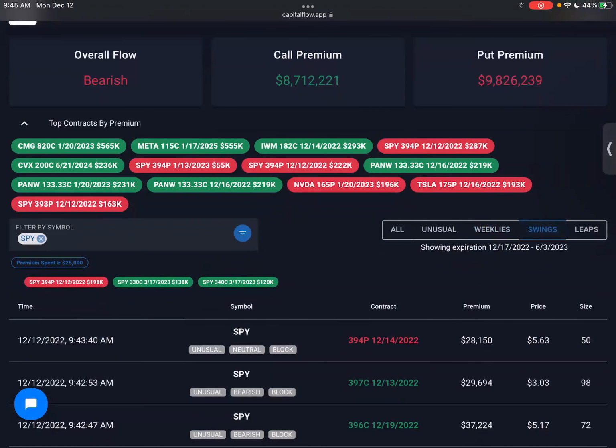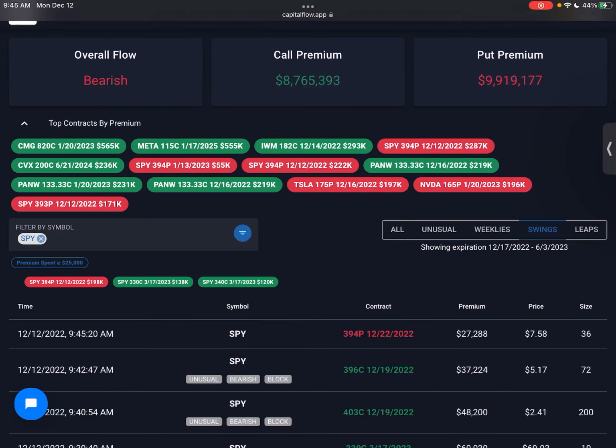Then you have swings. So swings are going to give you expirations that expire within about the next 5 to 6 months. If you want to hold something overnight, hold it for a week, hold it for a few weeks, then you do want to see the big money is buying a little bit of time on their contract. So if you're a swing trader, you like to hold things overnight, you can use that swing button. And leaps are going to show you things that expire 6 months and farther.